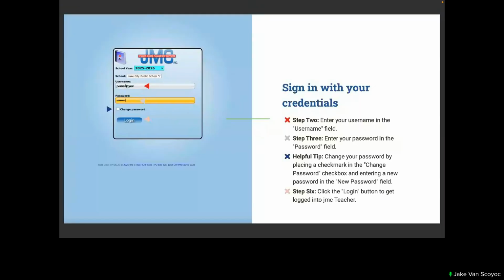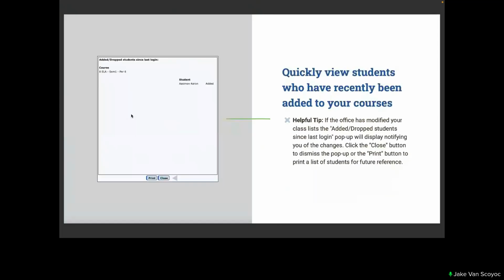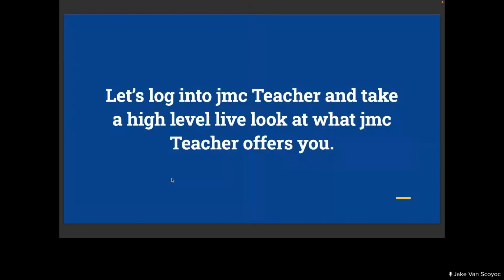As mentioned, after visiting the JMC Teacher Portal for the first time, bookmark this site for easy future access. Step 2, enter your username and password in the username and password fields. If you need to change your password, place a check mark in that change password checkbox and begin entering a new password. Click the login button to get logged into JMC Teacher. And when you're there, if you have had any recent modifications to your class lists, the added and dropped students since the last login will pop up displaying notifications of the changes. You can either print this or close that to return to the JMC Teacher homepage.